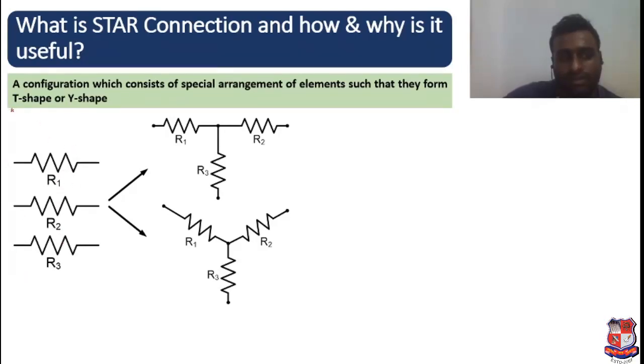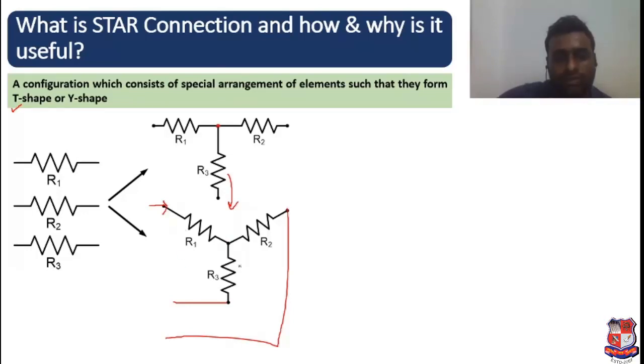If they are connected to form a T shape, we can say it is a star configuration. Or if it is a Y shape, these two are the same thing, only the middle point is brought downwards such that it forms a Y shape. So a configuration with either of these two shapes can be said to be a star connection. The feature is that we connect a three-phase source here. When we connect a three-phase source, some current will flow. This circuit has an intersection point where all three phase terminals meet at one point, and this is called the neutral point.